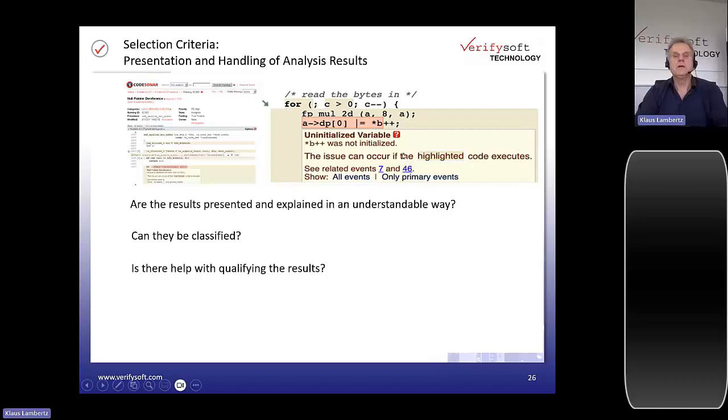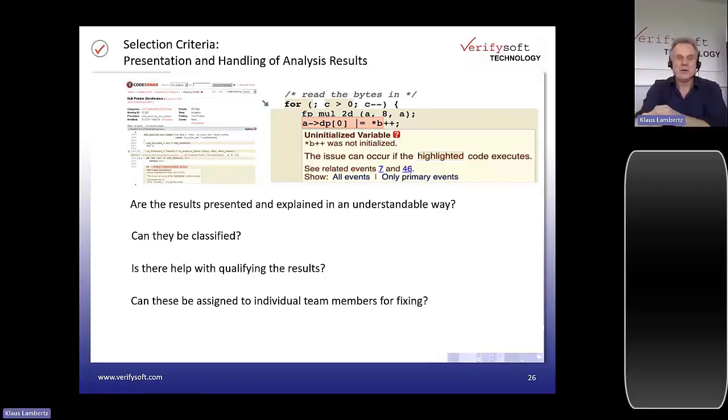For example, here the tool tells you what the problem is, but also explains a bit what's going on and why the tool has found this. And the errors, can they be assigned to individual team members? Not because you have made the error, you are the bad guy. It's about who should fix this error. And are there rules for accessing the results? Who can see the results?